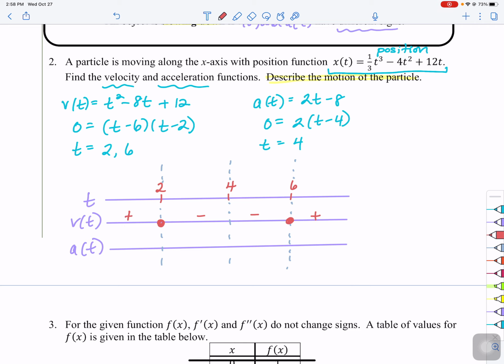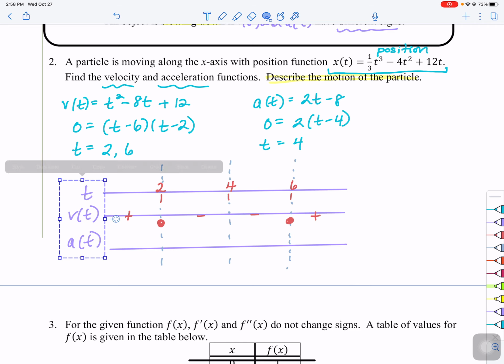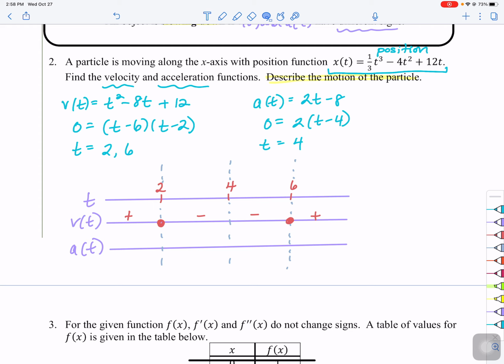Let's go to acceleration. I'll move all 3 of these up just a touch so we have them in the right area. And now let's plug in acceleration. Acceleration just changes at t equal to 4. So to the right of 4, we are going to have positive, and to the left, negative.